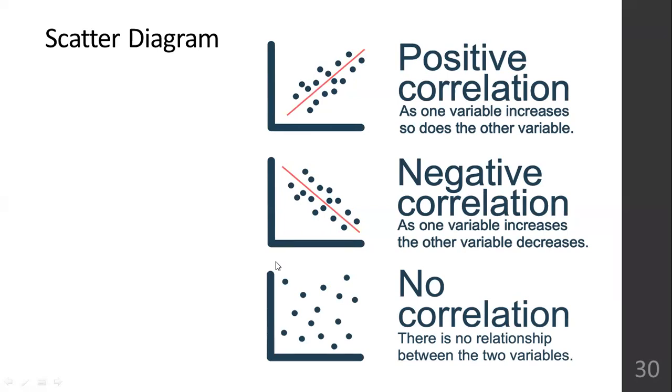For example, this is no correlation, when there is no relationship between two variables. Okay, having an apple a day and the chance of getting a needle stick injury. There is no correlation at all. It's completely coincidental.